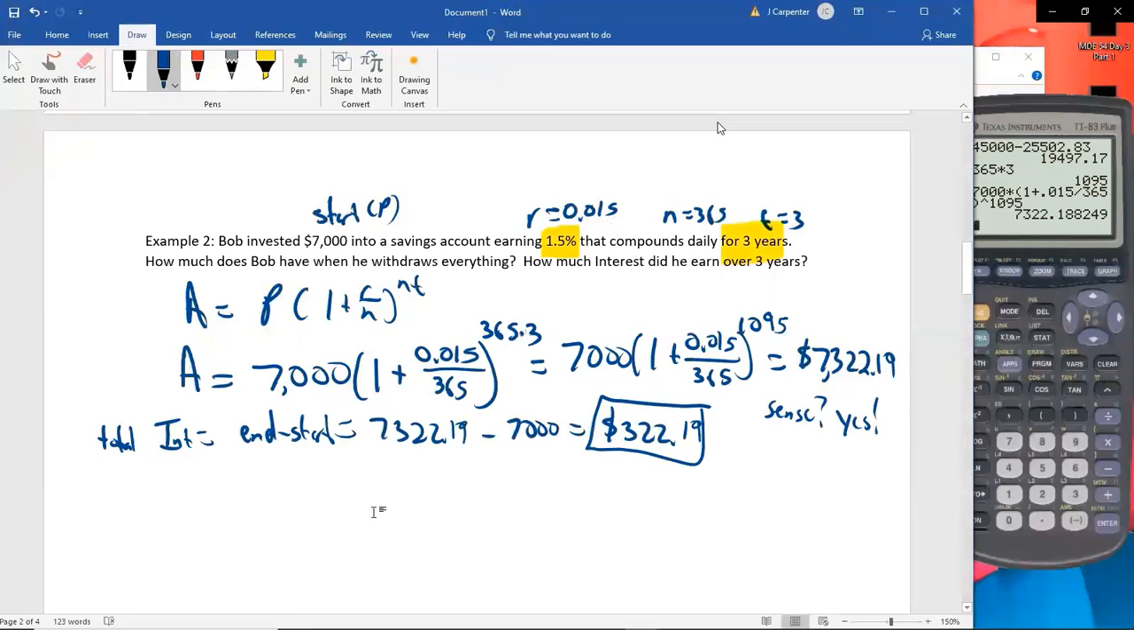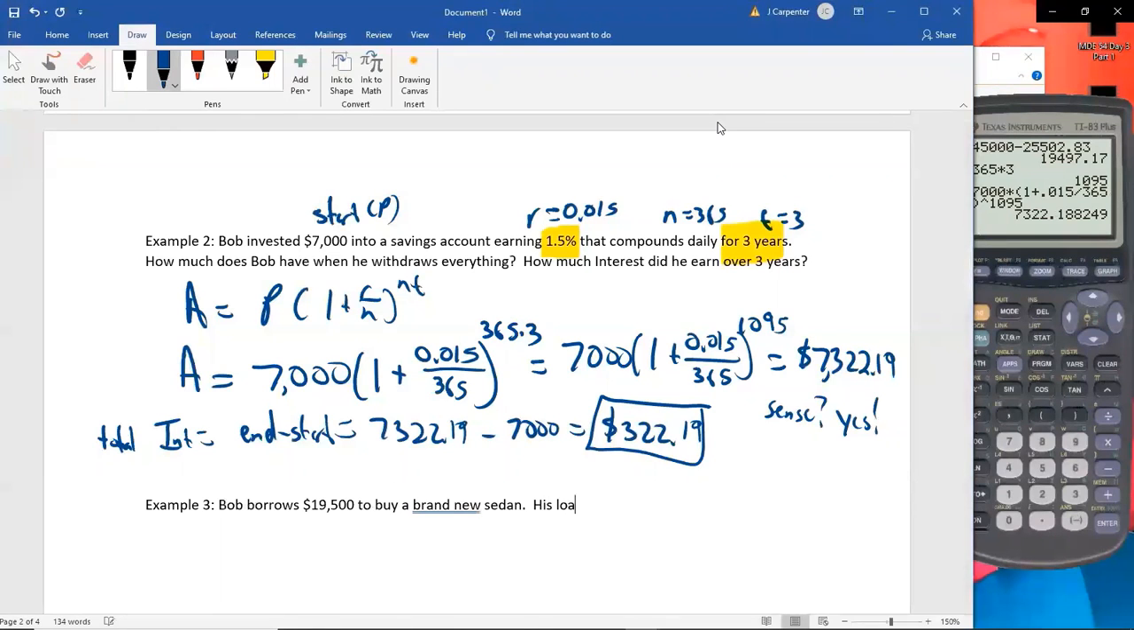All right, let's try a third one. Example 3. Bob borrows $19,500 to buy a brand new sedan. A 2020 Civic with not really any options. Maybe a 2019. Brand new can be a year old. I mean, that's good enough, right? So Bob borrows $19,500 to buy a brand new sedan.